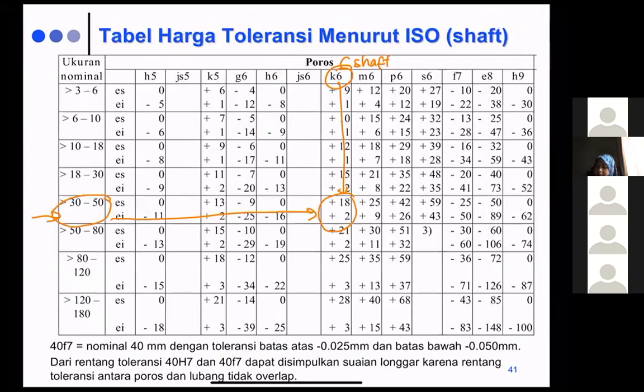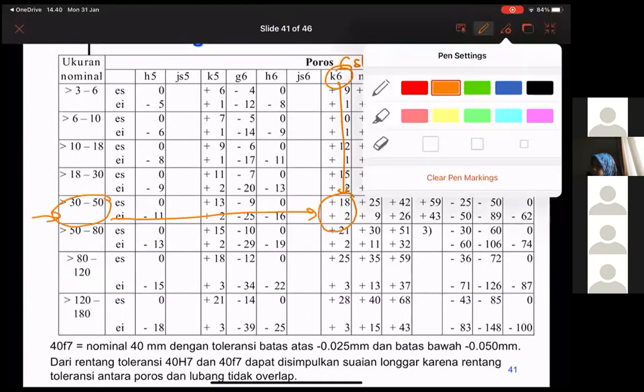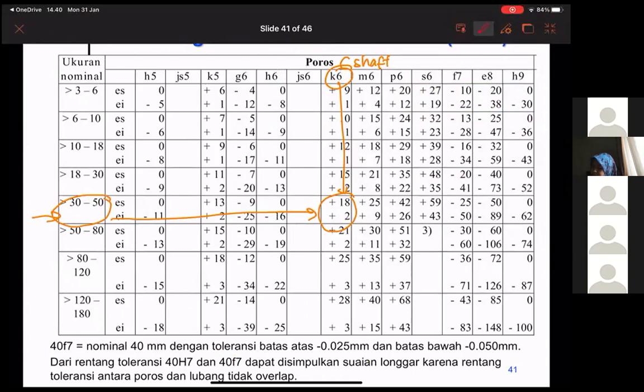Let's check one more sample, 40 F7. We have to find the nominal 40 around here, with the tolerance of F7. F7 is that one there. So for nominal 40, we have the upper tolerance of minus 0.025 and the lower one of minus 0.050. Both are less than 1.